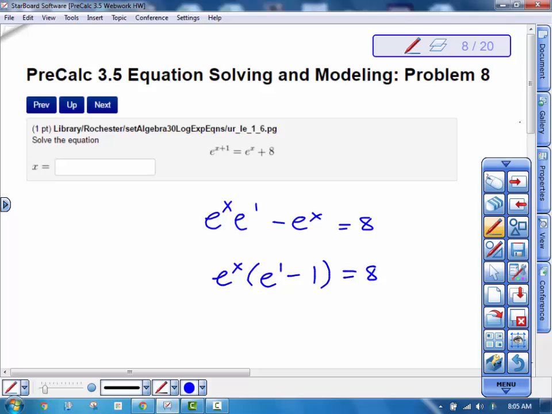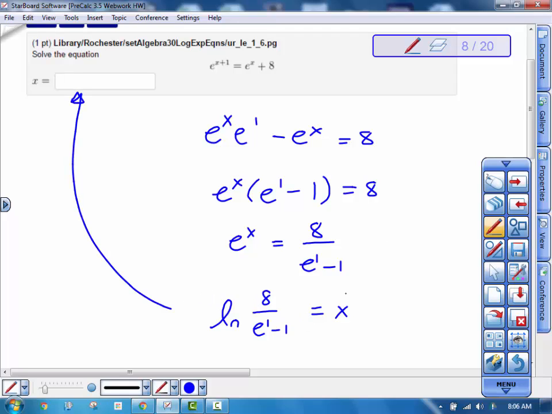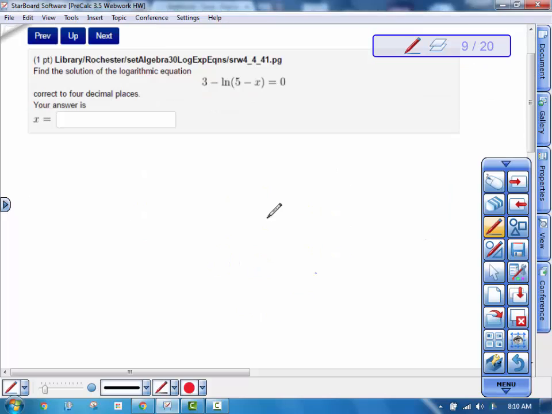And I have this. I can divide both sides by this number, so I have e to the x equals 8 over e to the 1 minus 1. And then I can take the natural log of both sides, or I could write it in log form. You have log base e of this equals the exponent, because the log is an exponent. And this is something you can do in your calculator to get a decimal that goes right there. I got 105.19 when I did this in the calculator.